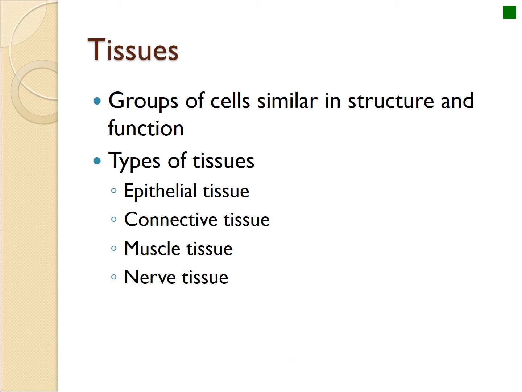Now, by definition, a tissue is groups of cells that are very similar in structure and function. And these cells work together usually in a unit. So tissues are not just individual cells doing their job, which sometimes individual cells do, but it's cells working together and communicating to carry out one particular mission.